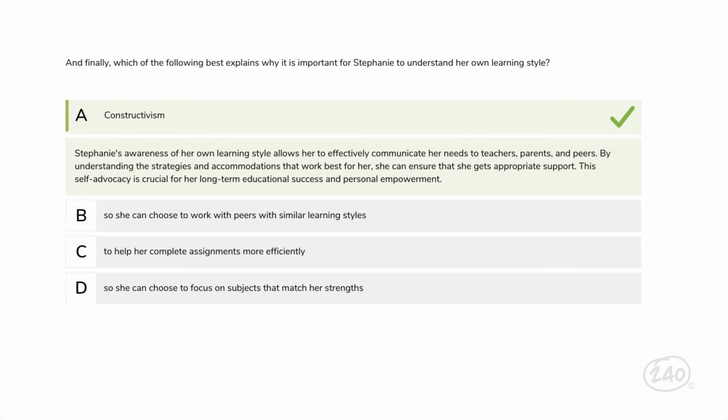Stephanie's awareness of her own learning style allows her to effectively communicate her needs to teachers, parents, and peers. By understanding the strategies and accommodations that work best for her, she can ensure that she gets appropriate support. This self-advocacy is crucial for long-term educational success and personal empowerment.